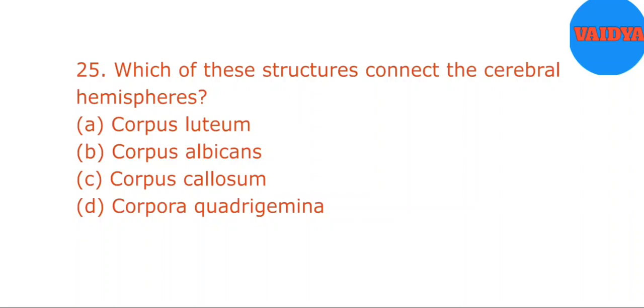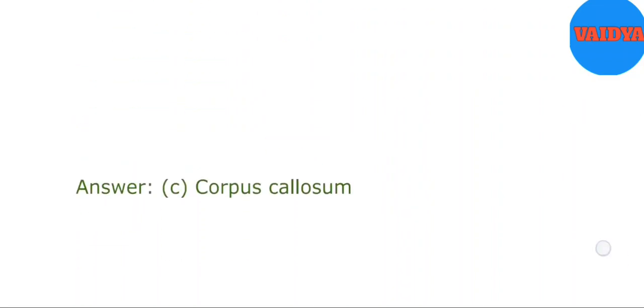25. Which of these structures connect the cerebral hemispheres? A. Corpus luteum. B. Corpus albicans. C. Corpus callosum. D. Corpora quadrigemina. Answer: C. Corpus callosum.